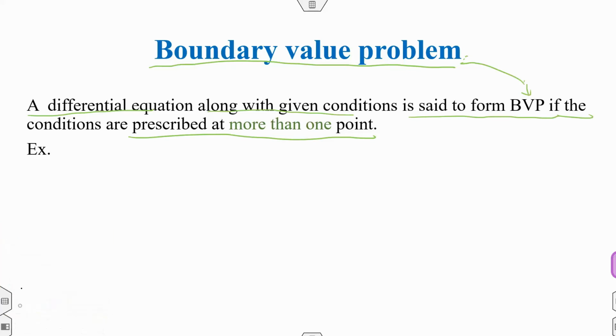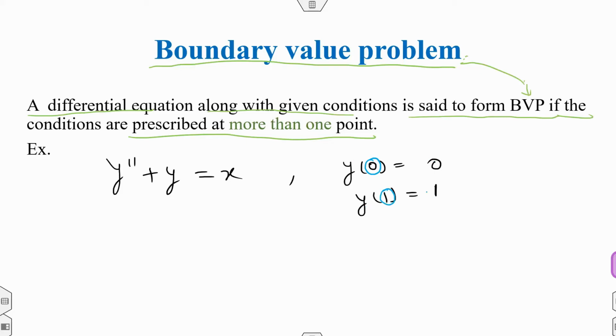For example, I write y'' plus y is equal to x, with y at x is equal to 0 and y at x is equal to 1. This means that I am giving the information at more than one point. You can see here that at x is equal to 0, my y is 0, and at x is equal to 1, my y is 1. So we are giving the information at more than one point. So this will be called a boundary value problem.